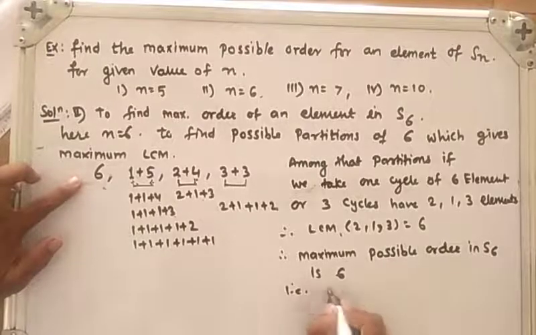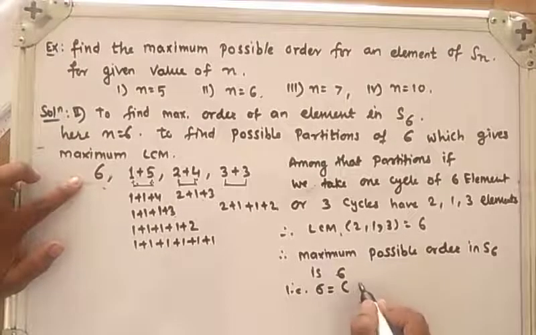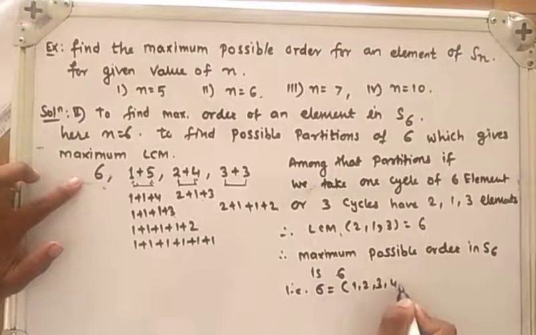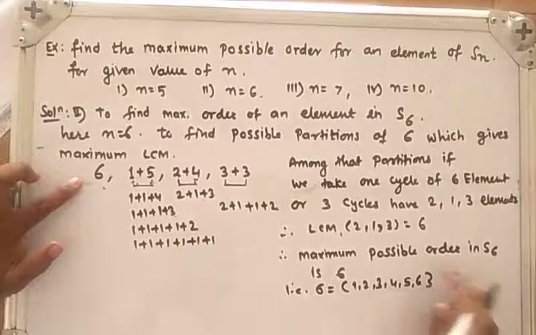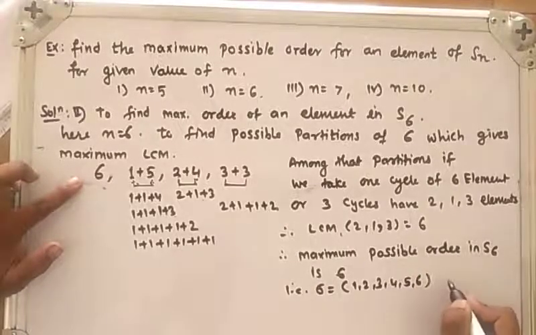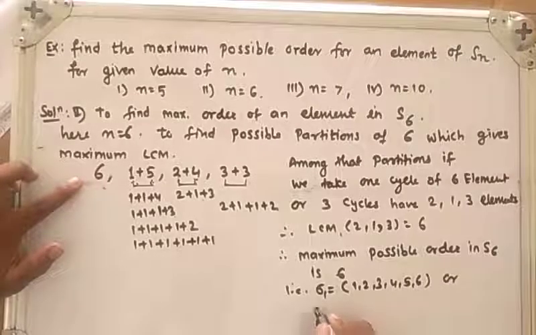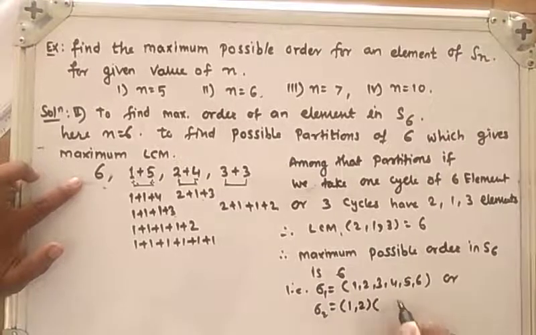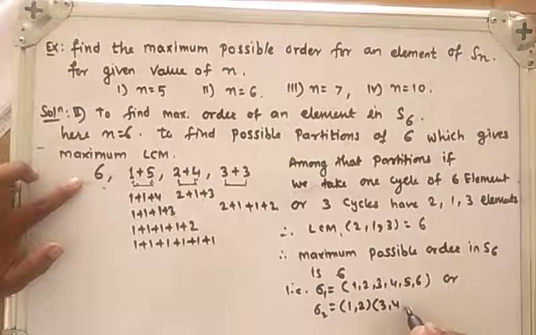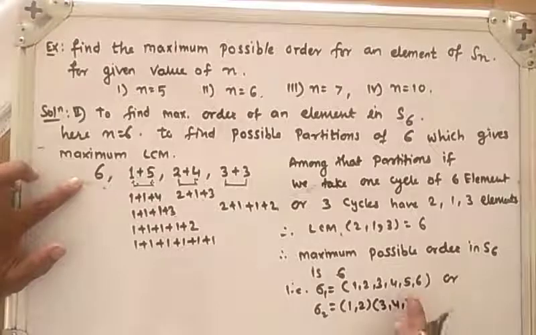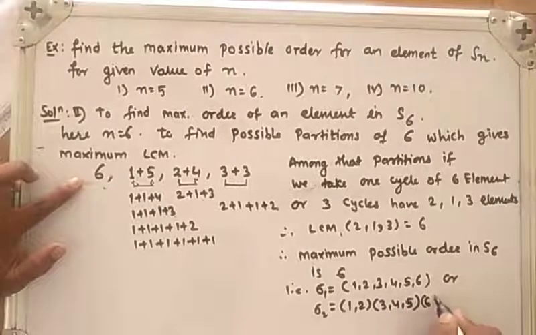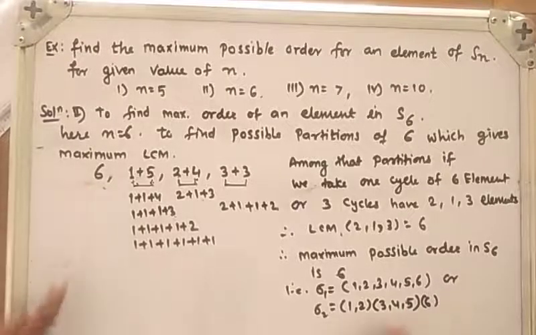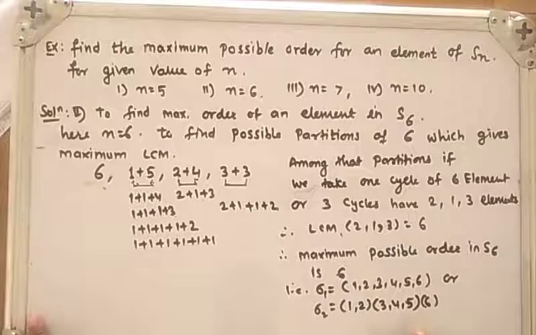That is, I take sigma, which is a 6-cycle. So 1, 2, 3, 4, 5, 6. Right? So these are 6 elements. I will take 1 goes to 2, 3 goes to 4, 4 goes to 5, and 6 goes to 6 as it is single. So the possible order here will be 6 in S6, which is the maximum one.